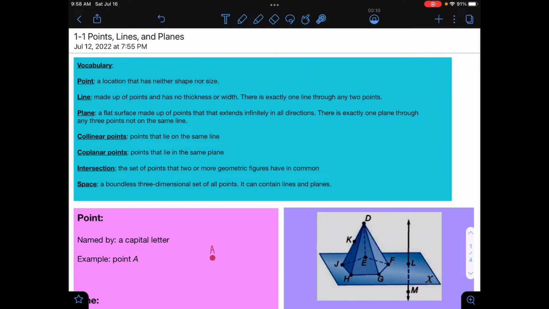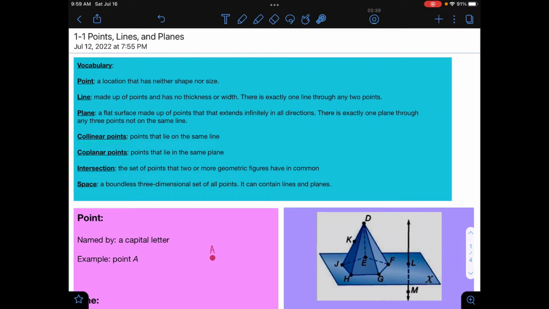So to start off, we're going to go over our vocabulary. So we have a point. A point is a location that has neither shape nor size. A line is made up of points and has no thickness or width, and there's exactly one line through any 2 points. And then a plane is a flat surface made up of points that extends infinitely in all directions. There's exactly one plane through any 3 points that are not on the same line.